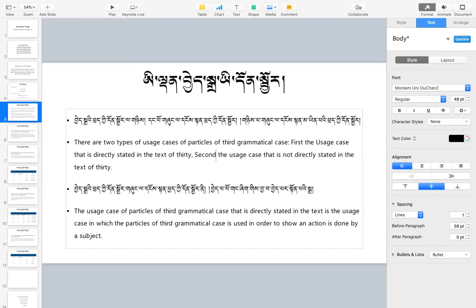Now, so there are 2 types of usage case. Usage cases which are directly stated in the text of 30 and usage cases which are not directly stated in the text of 30. So we're going to discuss both. So now, first, the more common usage case, which is known by most, is the usage case which is stated directly in the text of 30. That is the subject case.